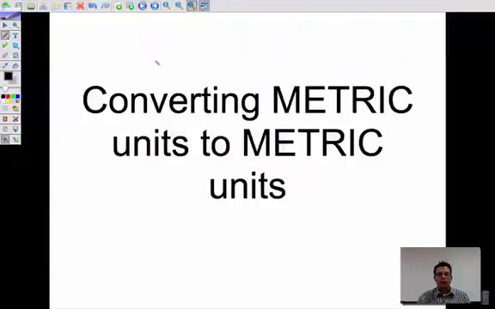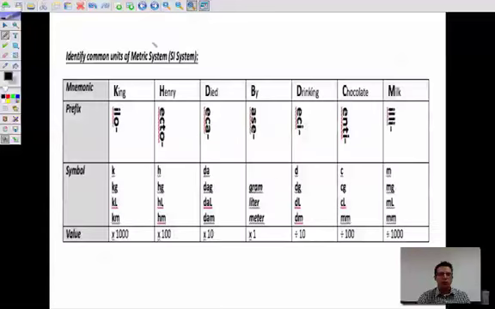We're going to start by converting metric units to metric units. First, we need to be able to identify the common units of the metric system. You may have heard of these before. Kilometer, centimeter, millimeter, milliliter. Alright? The metric system is based on a base unit, and that is our most important unit. Alright? We start with grams, liters, and meters.